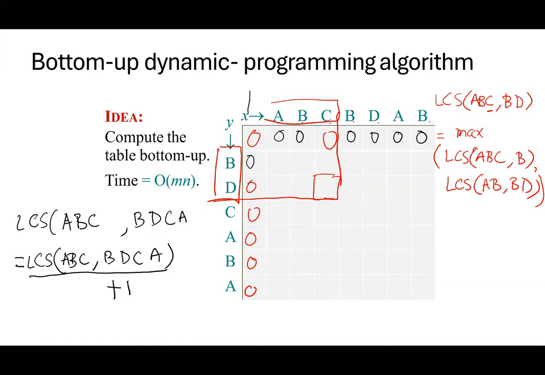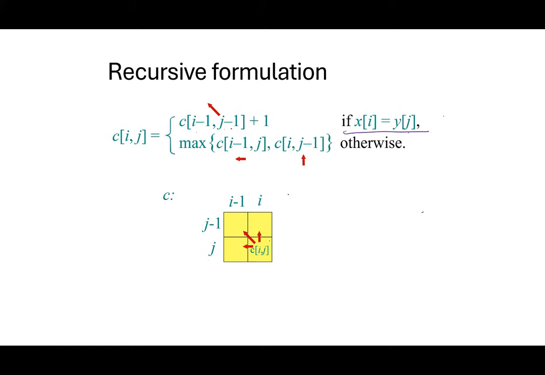Since these two characters don't match, my longest common subsequence is either the longest common subsequence of all of myself and part of the other one, one character less, or part of myself, removing the last character, and the whole of the other one. Where are these two locations? You see AB and BD, this one is here. And this one, ABC and B, is here. So can I say if there is a mismatch, I just go up and left and take the max? If I do that, I can now formally define it. If there is a match of characters, I just go diagonally up and add one.